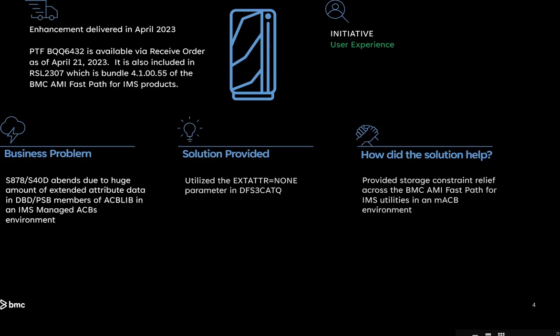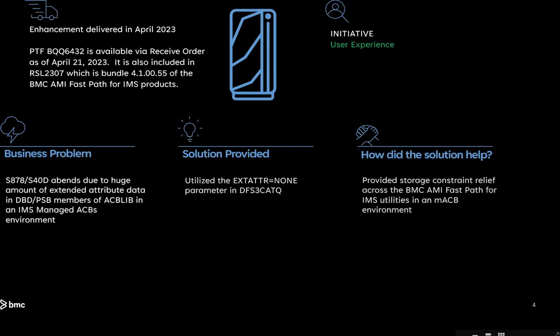And how did the solution help? Utilizing the new parameter that IBM had added in the catalog API DFS3CATQ has helped provide storage constraint relief, number one. The enhancement allowed for the execution of our BMC-AMI fastpath for IMS utilities without facing any storage resource constraints. That was the primary complaint from the customer. The enhancement has provided storage relief in situations when extended attributes are not really required for the execution of our BMC-AMI fastpath for IMS utilities.